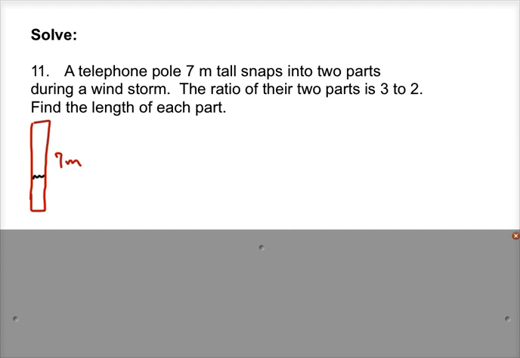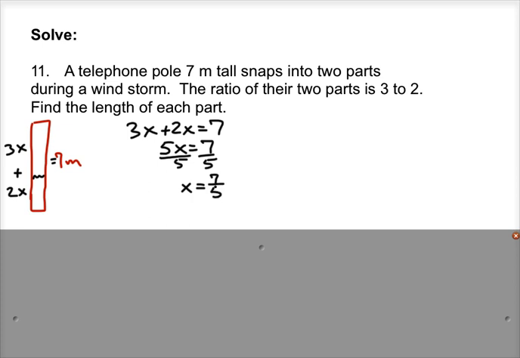So if I think of the 2 parts in the ratio of 3 to 2, well, if I want to figure out how big they are, let's use a variable and call this piece 3x and the other part 2x. And I know if I add the 2 pieces together, it's going to equal 7 meters. So let's get our equation. So 3x plus 2x is going to equal 7 meters. Well, that's really just saying 5x equals 7. Divide by 5. And I'm just going to leave it as the fraction 7/5. We can also turn it into a mixed number.